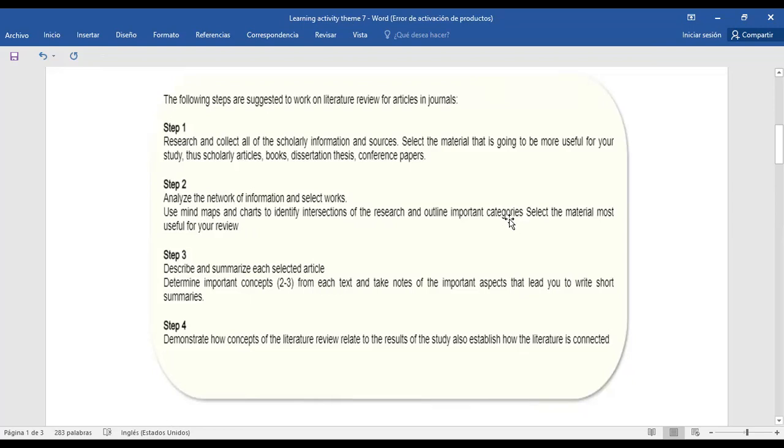Remember that you need to look for complete articles, okay? Not just the abstract, not just a summary, the complete article. And use mind maps and charts to identify intersections. What are intersections? The connections, the similar points of the different studies. And you need to develop categories.